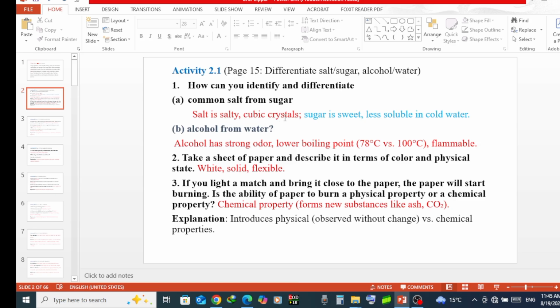Cubic crystal, that is how it looks when we see its shape, this is salt. And when we come to sugar, it is sweet. The taste of sugar is sweet. It is less soluble in cold water.